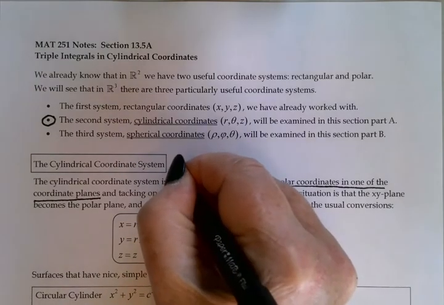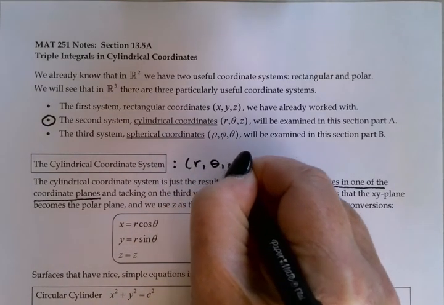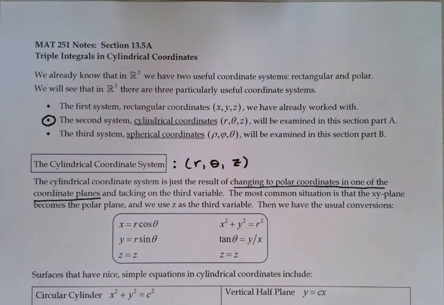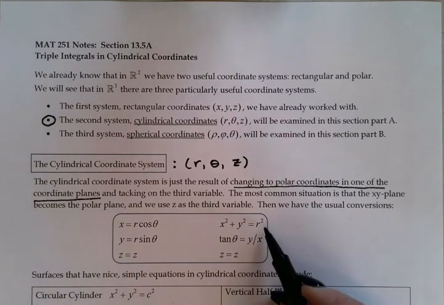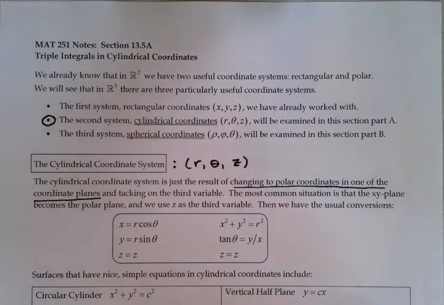So in the cylindrical coordinate system, points are referred to as r, theta, z. Because again, r and theta are the usual polar coordinates, all of the things that you already know about converting still hold true. X is r cosine theta, y is r sine theta, and again, z doesn't change. We also have the reverse relationships. X squared plus y squared is equal to r squared. Tangent theta equals y over x, and once again, z is z.